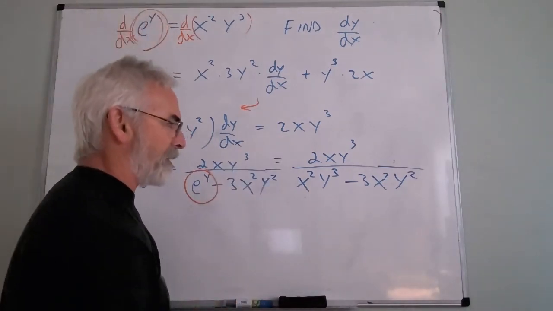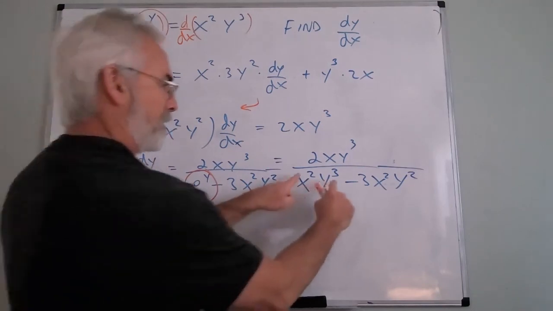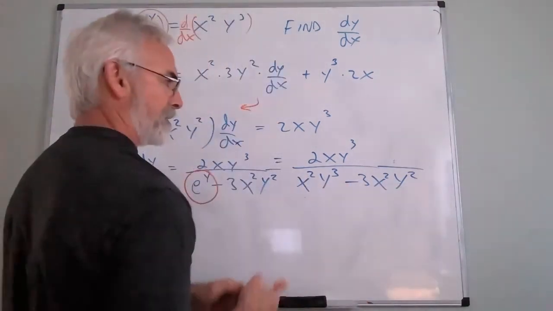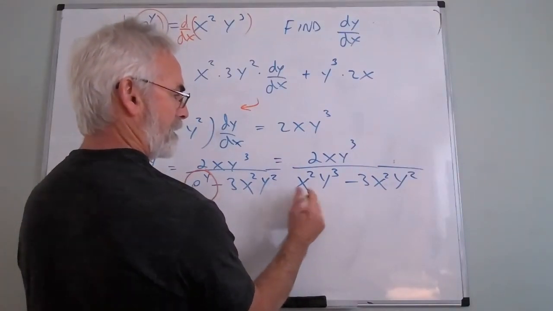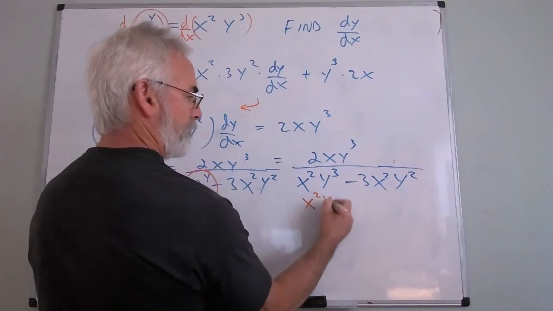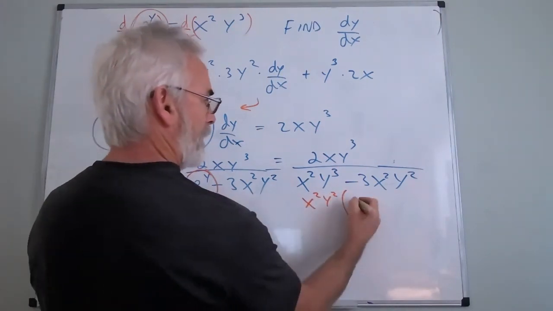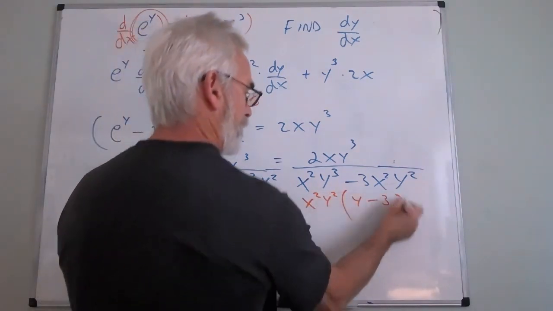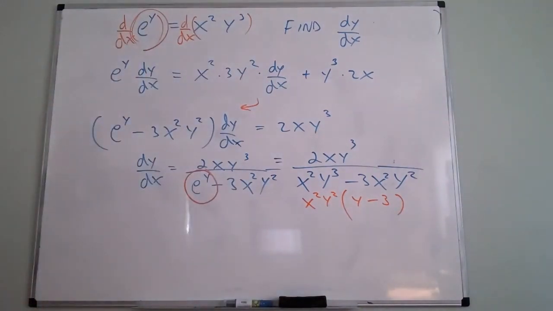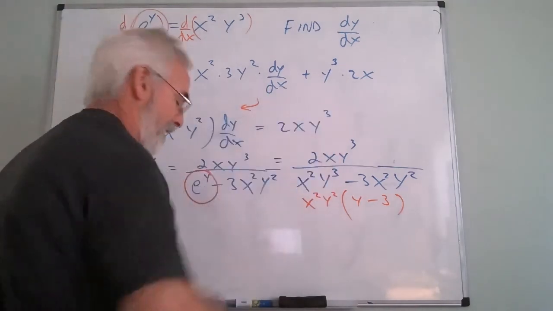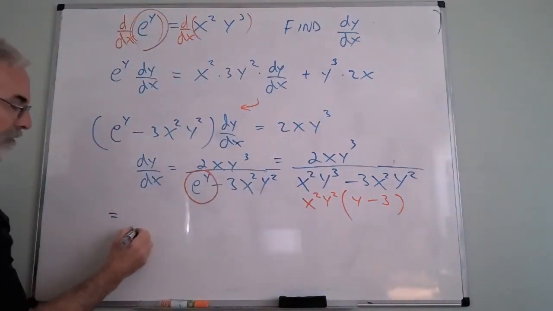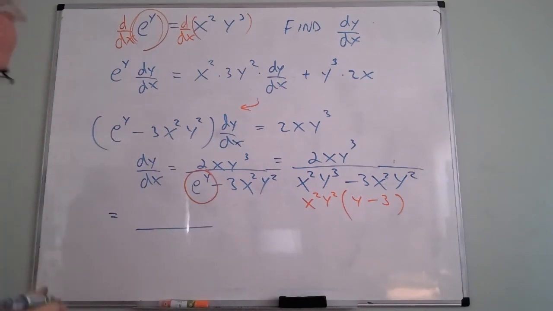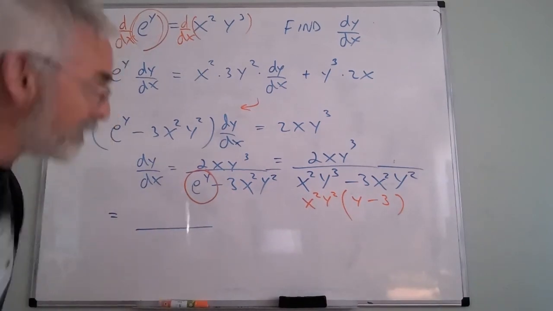Can I factor the denominator? Is there a common factor? There's a lot of stuff. What's common? x squared y squared. And that would leave me with y minus 3. Let's start with that. Now, can I cancel vertically? Well, let's see. What can I get rid of? I'll use a different color pen.